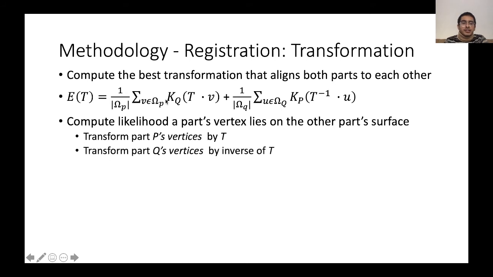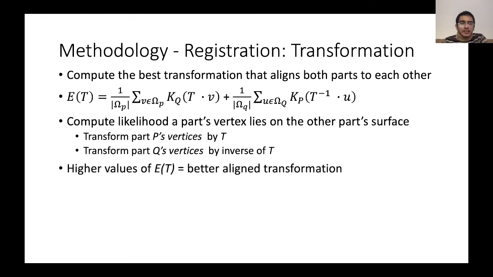And then you repeat this, but instead you use the inverse of T. So for part Q, you would check for each vertex in part Q, does the inverse transformation align it to the implicit function of part P, sorry. This means that it can work both ways. It ensures that the order doesn't matter. You can align them both ways. And in this case, this would return a likelihood value that they're both aligned together properly.